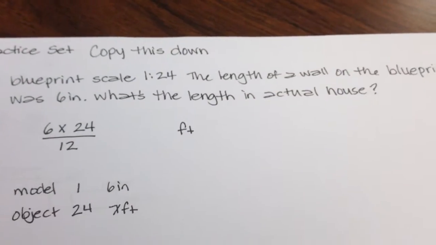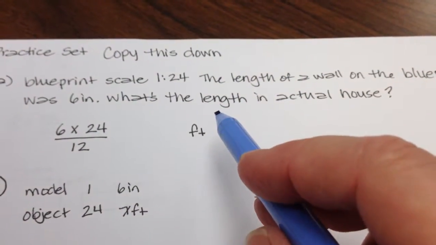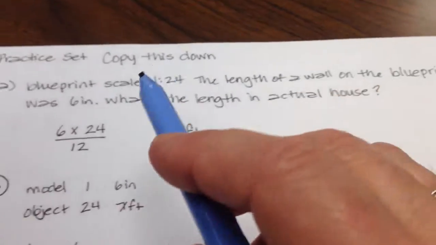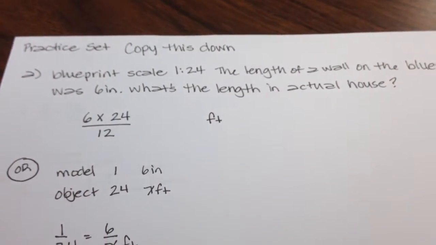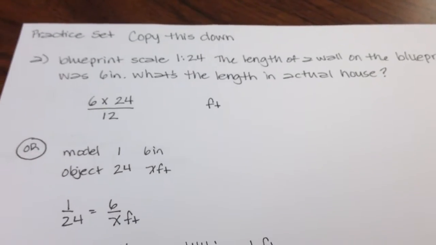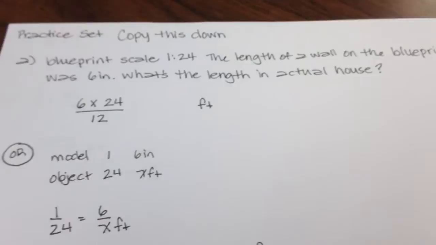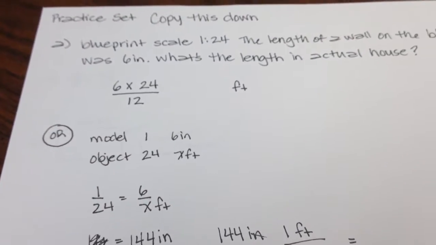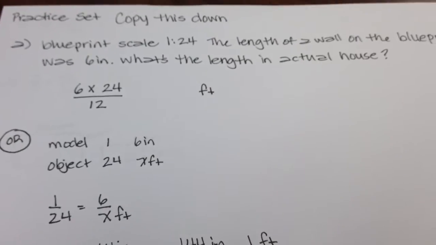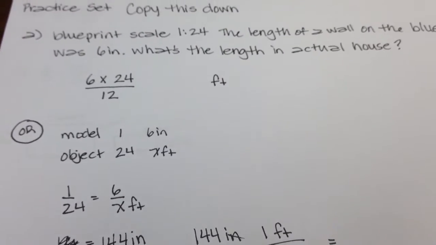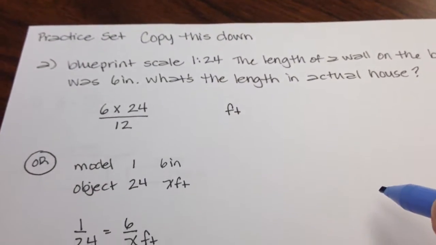All right, practice set. I want you to copy these down so that we get it in our head. All right, so a blueprint scale is 1 to 24. The length of a wall on the blueprint was 6 inches, so what's the length of the actual house? Well, my scale factor I already have is 1 to 24, correct? So if we need to find the actual size, what are we going to do? Well, one way we can do it is 6 times 24 divided by 12.